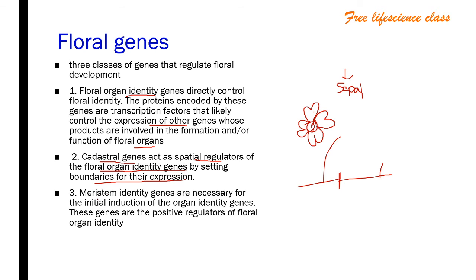And next is meristem identity genes. Meristem identity genes are necessary for the initial induction of organ identity genes. So before the floral identity genes come into action, there are some other genes that have to induce the floral identity genes. They are known as meristem identity genes. They are the positive regulators of floral organ identity.